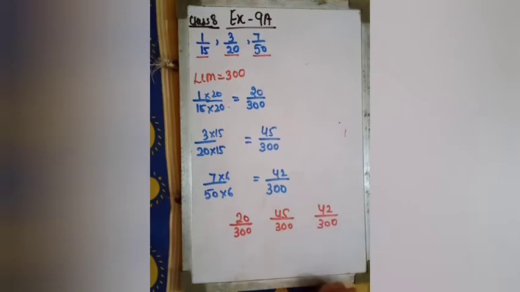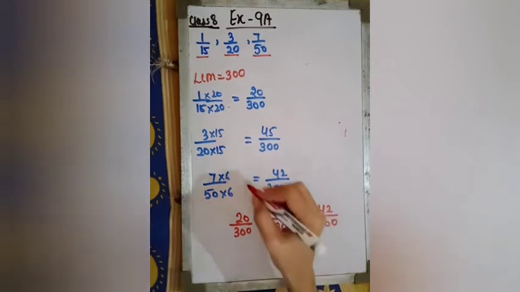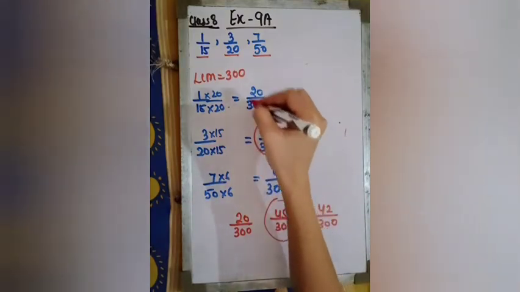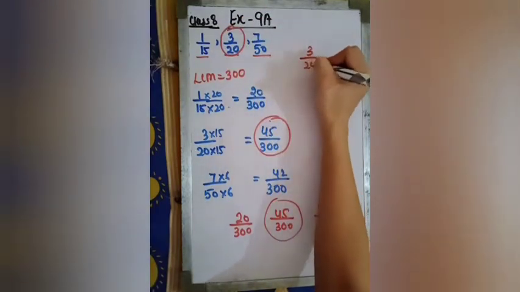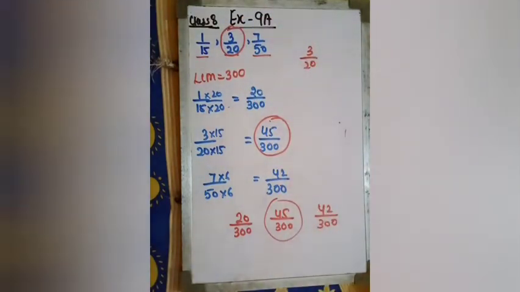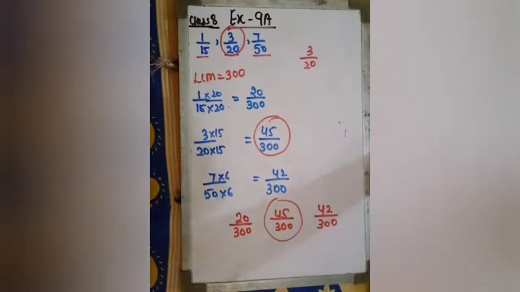Now tell me which is the greatest. This. That means this. That means this. So 3 upon 20 is greatest. Now move on to question number 7.